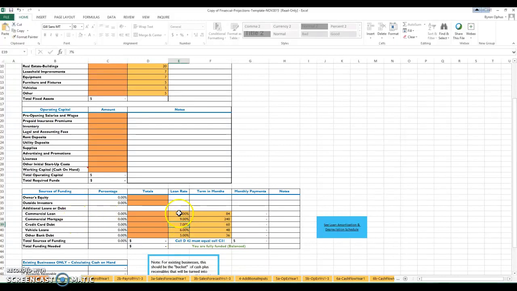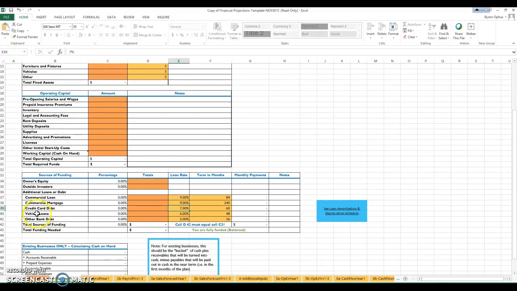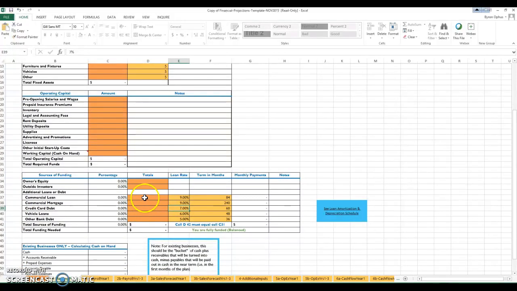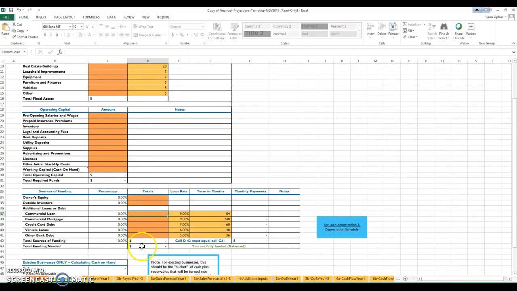Okay. Yeah, let me get down, finish up here. Vehicle loans you might have. Okay. So again, you end up with some totals here, right? And you should end up with a red amount until you come back and fill in the owner's equity or outside investors. Okay. Fill that in with something that's going to make this balance.